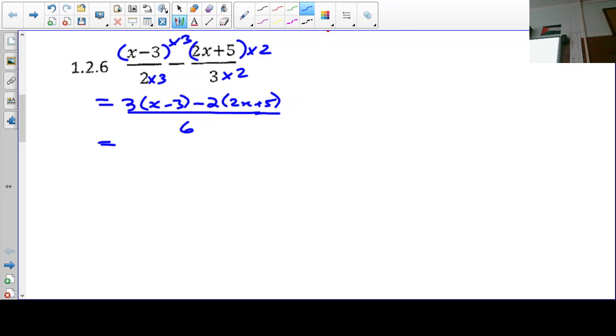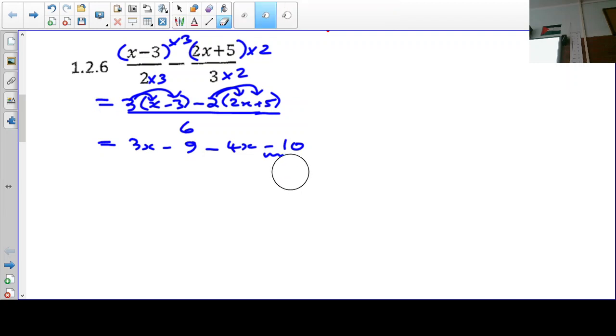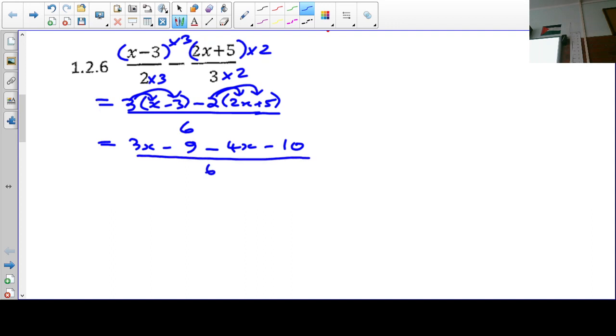So what do I do now? Get rid of the bracket, multiply out. Not so? So 3 times x is 3x, minus 9. You all agree with that? Yes, sir. That's going to give you negative 4x minus 10. Now I'm sure many of you made a mistake there. That's a common error. They don't put a bracket around here, they go straight and multiply that in, and they have positive 10. Okay? And this is all over 6.